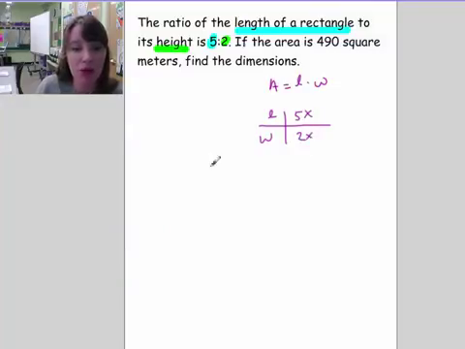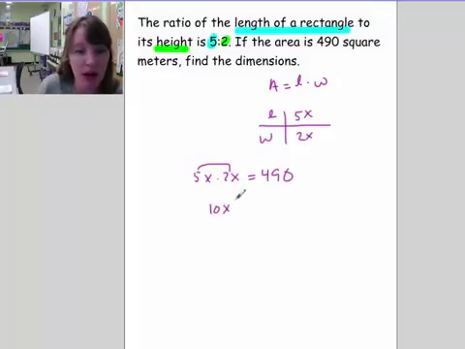Okay, so here we have 5x times 2x is equal to 490. So remember, when you're multiplying monomials together, you can just multiply the coefficients together, and then multiply the terms with the x in it. x times x is x squared. So you have 10x squared is equal to 490. Divide each side by 10. We have x squared is equal to 49.